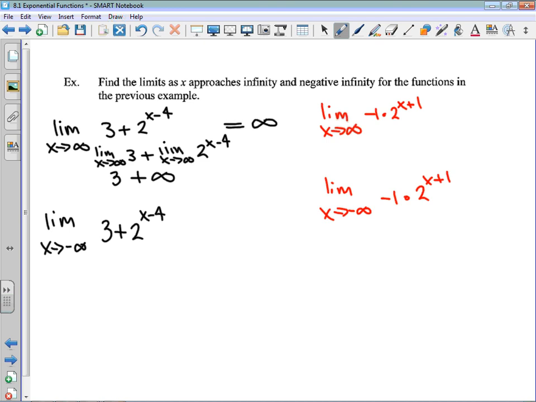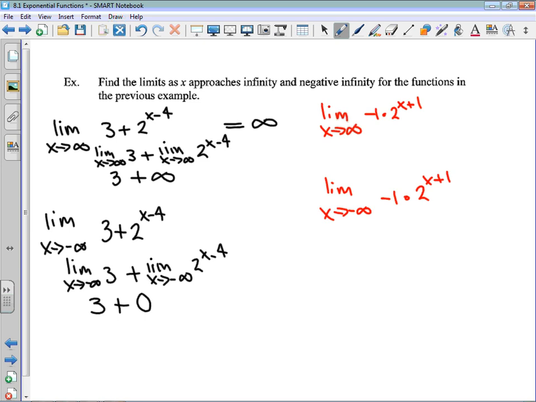Now, as we approach negative infinity, we're going to do the same thing. So the limit as x approaches negative infinity of 3 plus the limit as x approaches negative infinity of 2 to the power of x minus 4, this is still 3. It's the limit of a constant. But if we look at the graph of 2 to the power of x minus 4, as x approaches negative infinity, that approaches 0.